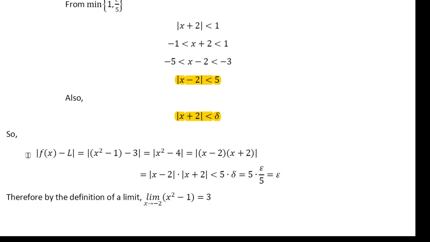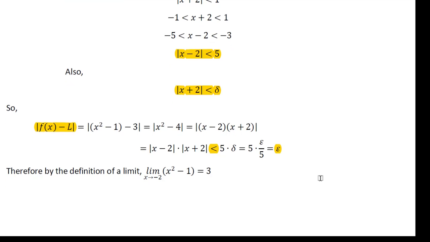So once again, we have shown what we need to show because we have the absolute value of f of x minus L is less than epsilon. All right, therefore, by the definition of a limit, we have the limit as x approaches negative 2 of the quantity x squared minus 1 is equal to 3.